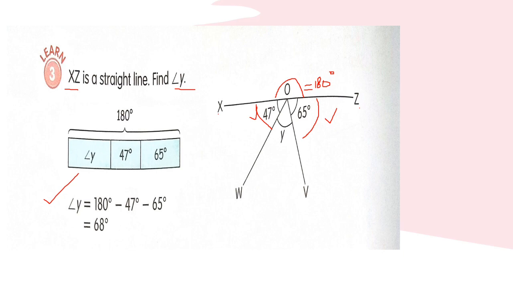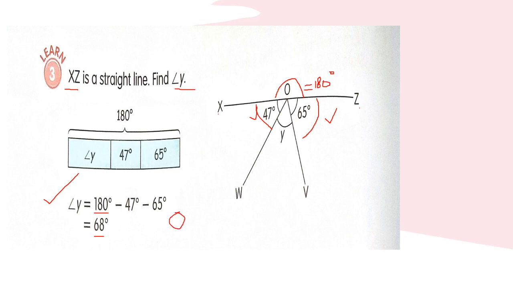Angles Y is the total angles on a straight line. Total sudut lurus dikurang sudut yang diketahui pertama, lalu dikurang sudut ketahui kedua. Maka kalian dapat hasilnya 68 derajat. So you can minus the total angles on a straight line with the first known angle and then the second known angle, and then you got the answer 68 degree.